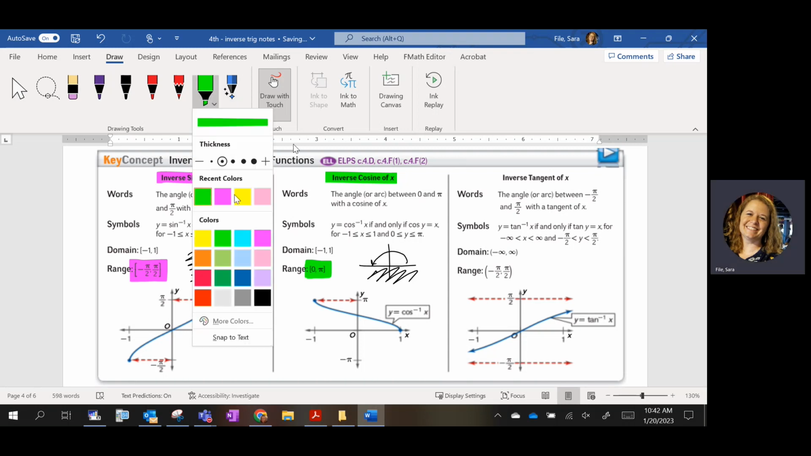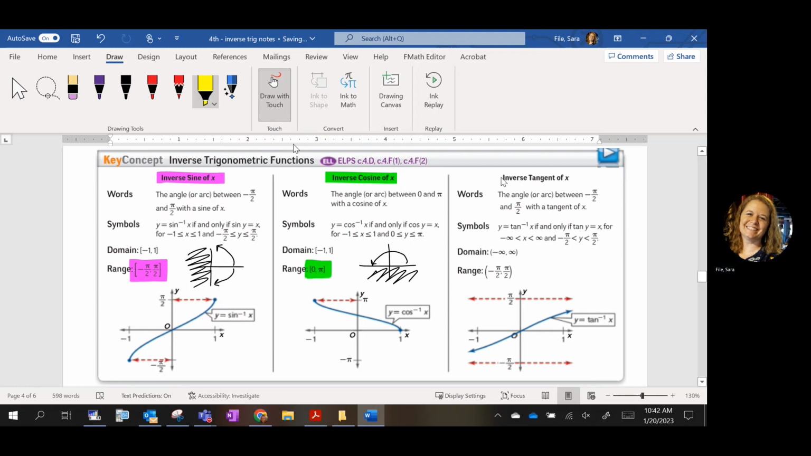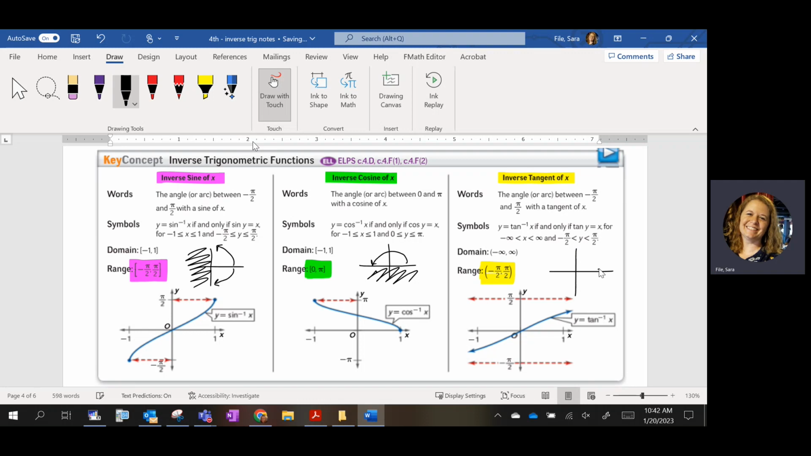And for inverse tangent, they're going to come from negative π/2 to π/2, similar to sine, but you're not going to include the negative π/2 and the π/2, right? You'll kind of get the idea of this. Does that make sense? All right, we are going to stop there.